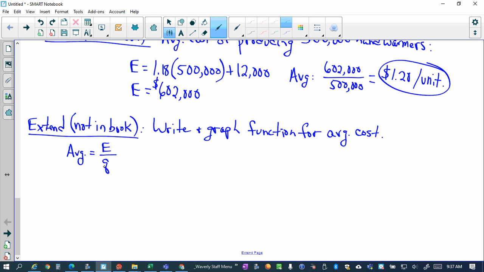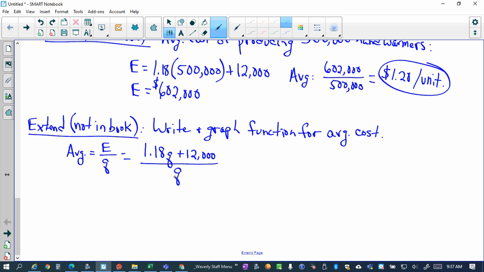We have an expense function in the problem, don't we? With an E equal in the problem, example 2. Well, it was more than that. So 1.18 Q plus 12,000, that's the expense, right? And now divided by Q. So there's our function. You got me with it, right?